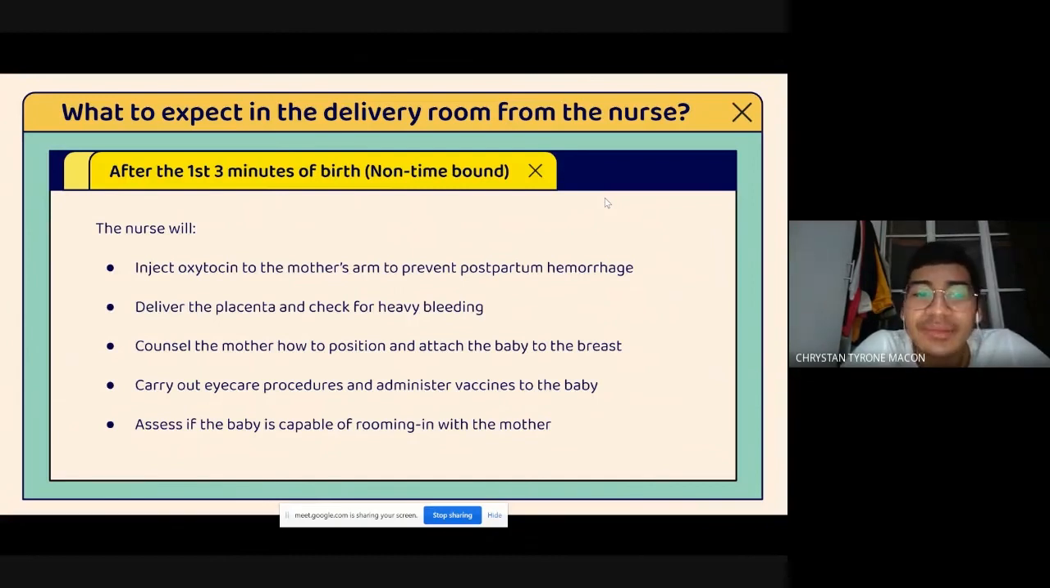So pang-apat ay ilalagyan ng nurse ang mga ating baby ng eye care o ang mga ointment sa mata nila upang maiwasan ang infection. Dahil alam naman natin, maraming bacteria ang nasa puwerta ni mommy na maaaring mapunta sa mata ni baby sa panganak niya. Kaya naman ito ay mahalaga. At ang vaccine din ay isang napakahalagang parte upang maalagaan natin si baby at hindi siya magkasakit.